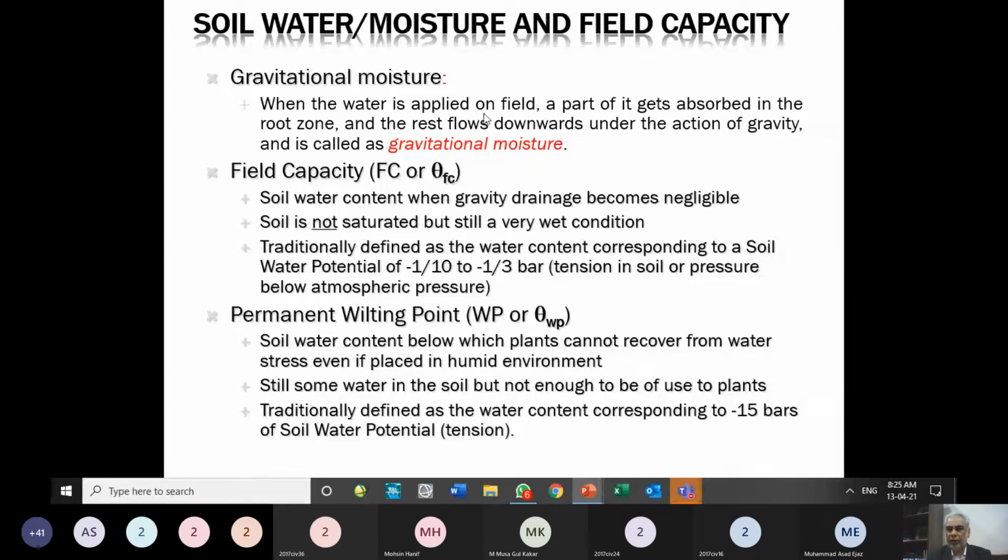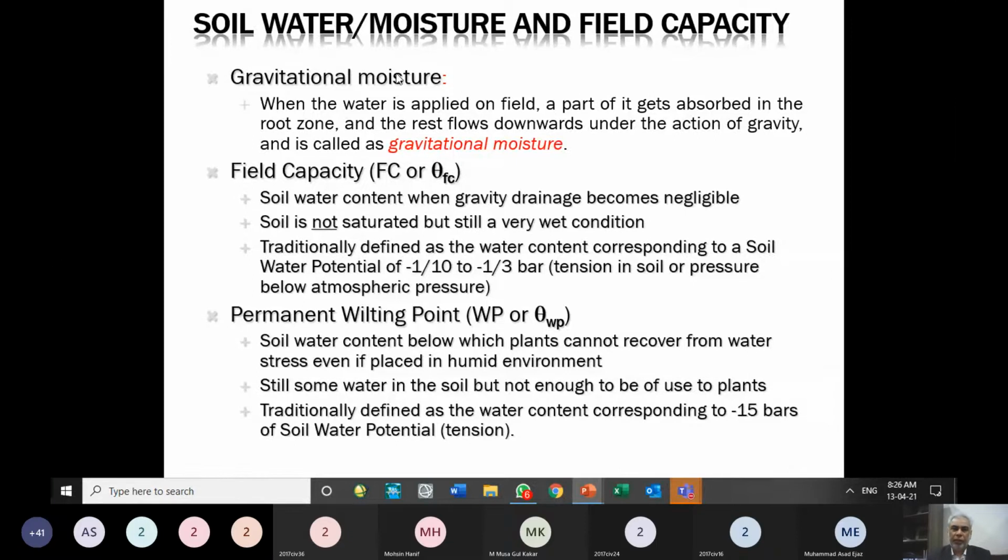So when water is applied on a field, a part of it gets absorbed in the root zone and the rest flows downward under the action of gravity. The water which flows downward under the action of gravity, we call gravitational moisture. The remaining moisture, we consider the usable water. Gravitational moisture which leaves the soil in a couple of days, we consider not available to the plant for its nourishment, because in a short duration it leaves the soil under the action of gravity.